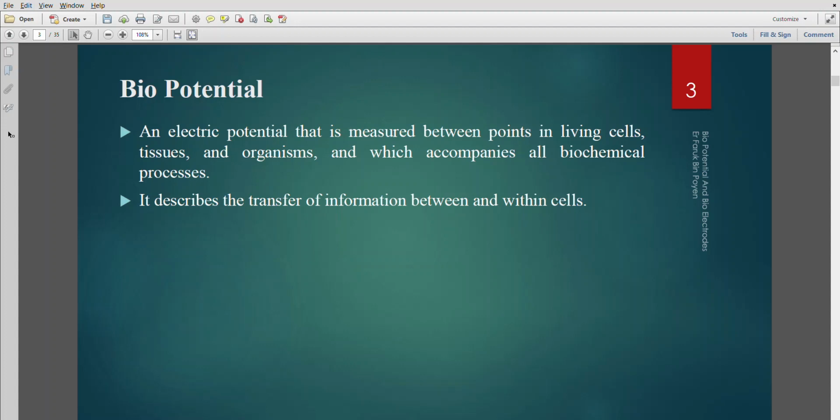An electric potential that is measured between 2 points in a living cell, tissue, or organism, after there is a transmission of ions in and out of the cell, is called biopotential. This biopotential can be an action potential or a resting membrane potential. It describes the transfer of information between and within cells in the form of ions, and the transmission of ions results in an electrochemical gradient. That gradient can be measured in millivolts.